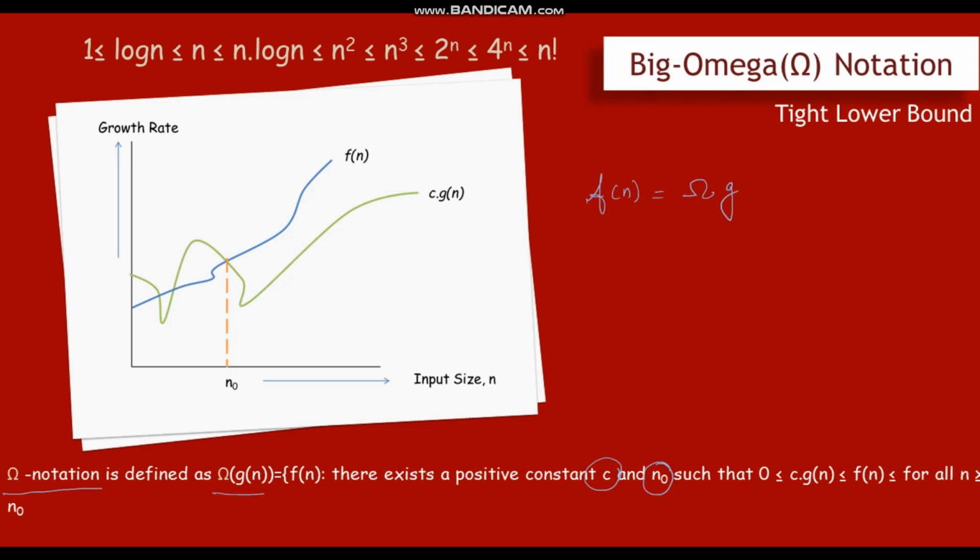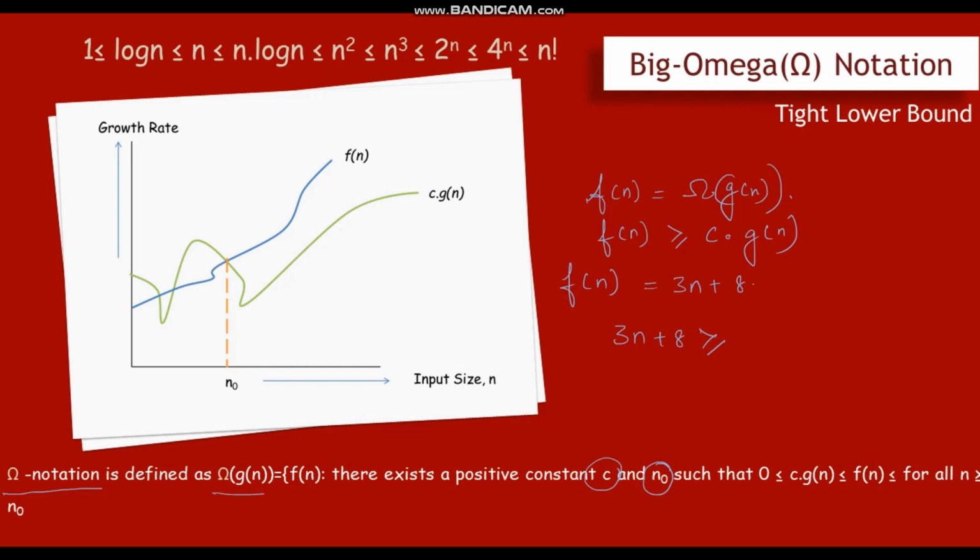When we write f of n is equal to omega of g of n, it means f of n is greater than or equal to c of g of n, where c is the constant, and for n greater than or equal to n naught. Let's take the same example, that is f of n is equal to 3n plus 8, and we would be writing it as 3n plus 8 is greater than or equal to 2 of n.